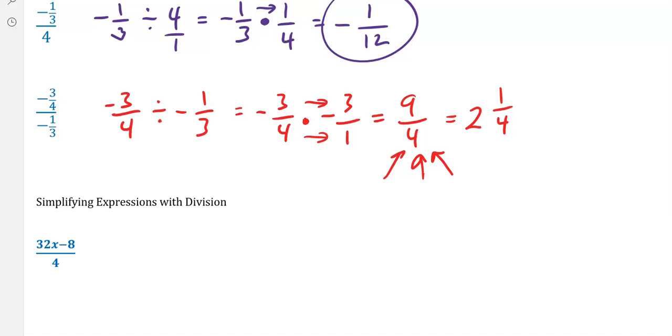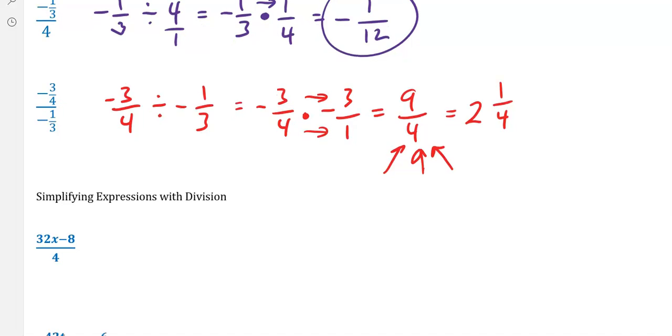So let's simplify some expressions where division is involved, when there's variables involved in the expression. So here we have 32x minus 8, divided by 4. Now it looks a little complicated, but bear with me. Let's do it step by step, okay?